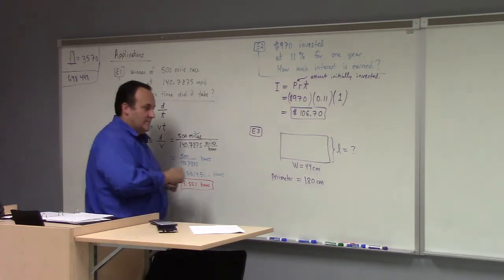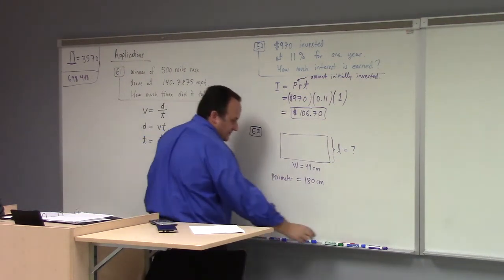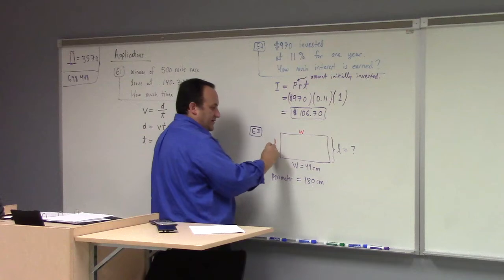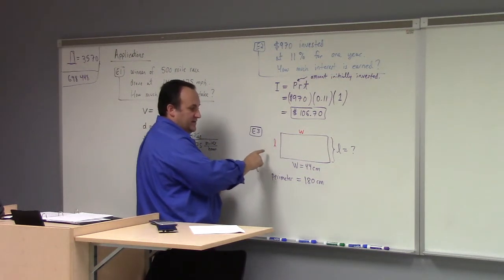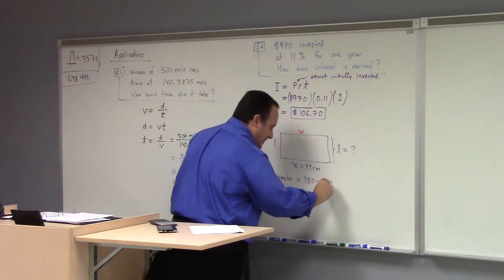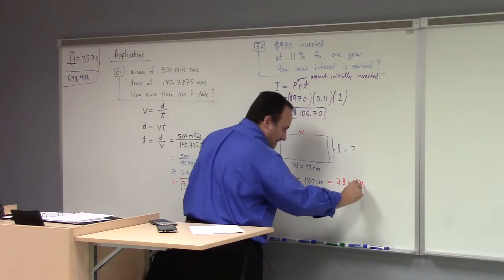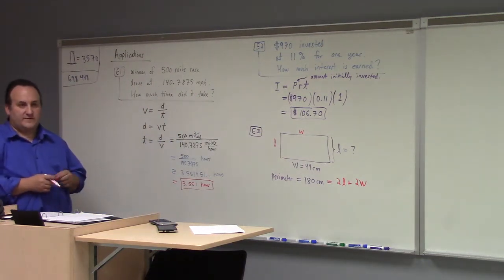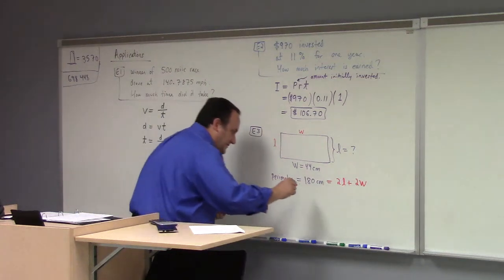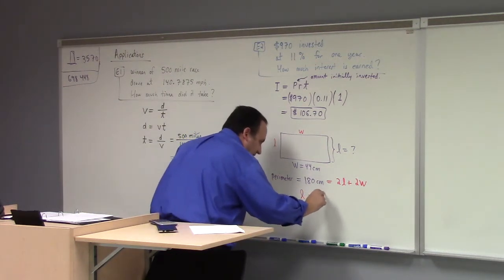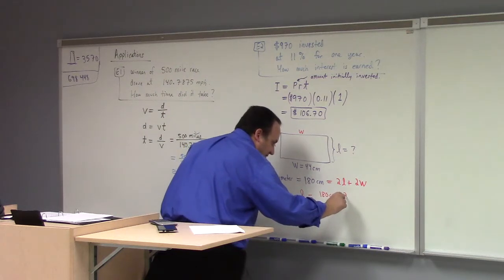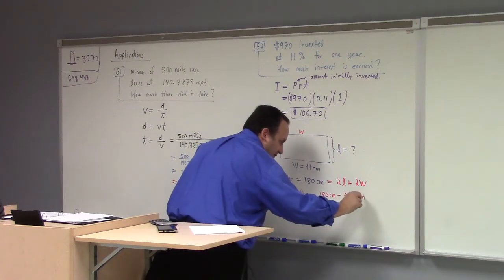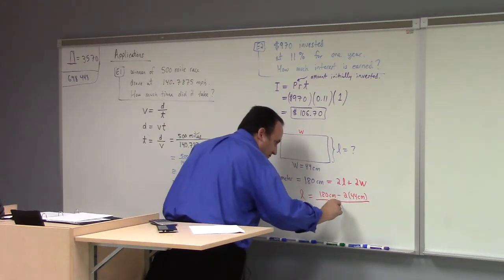Okay. So what is the perimeter? It's the length of the outside, right? So you got your W here, another W up here, another L over here, right? So if you think about the perimeter, it's twice the length plus twice the width. So if we want to know the length, solve for L, right? L equals 180 centimeters minus twice the width. What was the width? 44, right? So minus 2 times 44, all divided by 2.